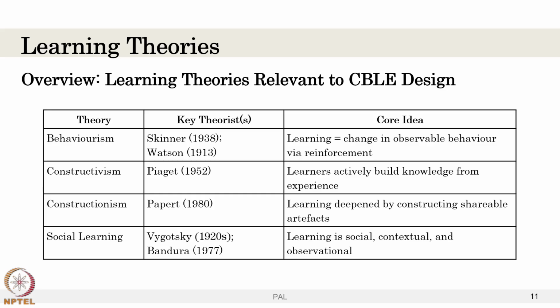The last learning theory, as sir said, is that in CBLE also it is possible to facilitate social learning through, say, discussion forums or peer evaluation. Social learning theory is from the work of Lev Vygotsky and Bandura, mostly in the 1970s. As per them, learning is social, contextual and observational. Observational has two dimensions. One, we can show our behavior which others can observe, and we can observe others' behavior. So it is a two-way process, we can say.